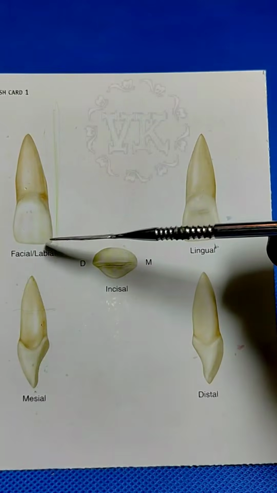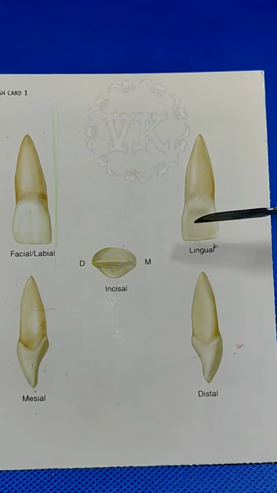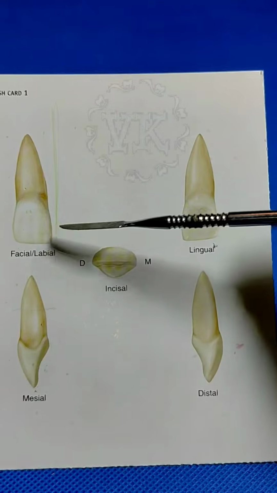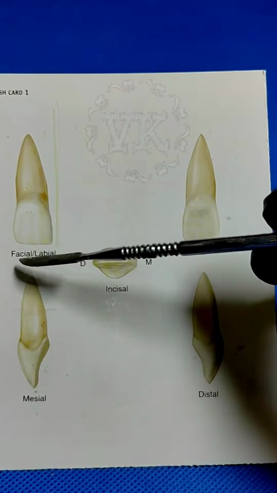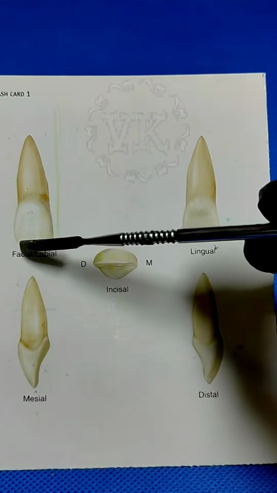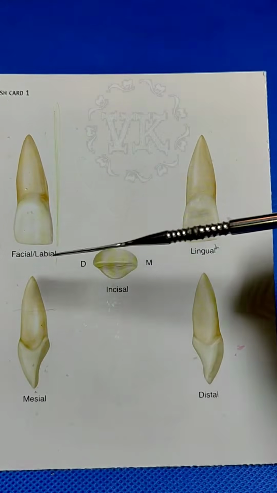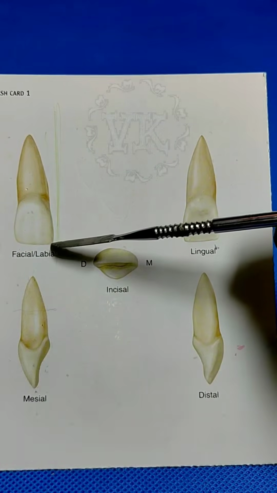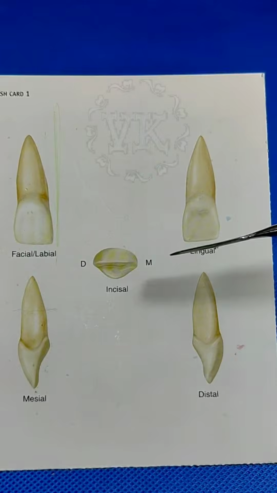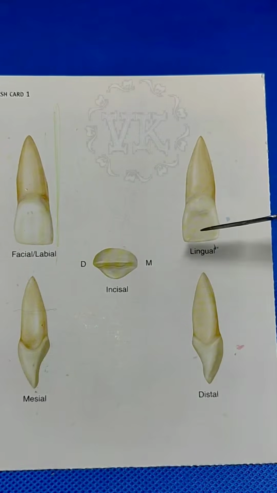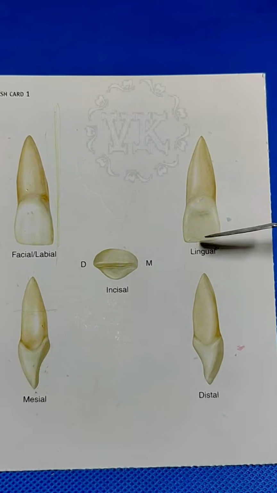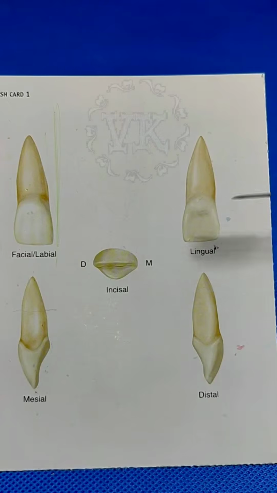In the labial view and lingual view, you have the crown, which has a lot of differentiation from the mesial to the distal side. If you see the distal corner, it's more rounded. Then the mesial corner is more pointed, and the palatal side or the lingual side would be a mirror image of that one.